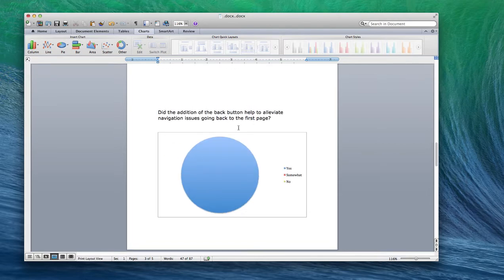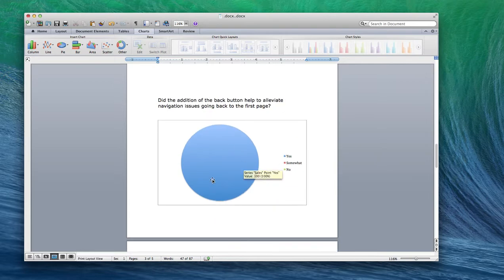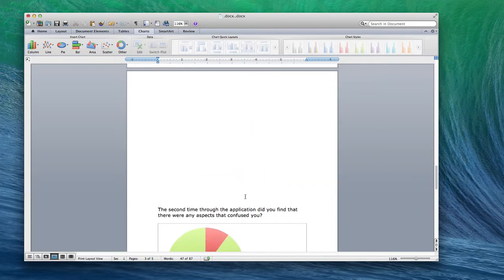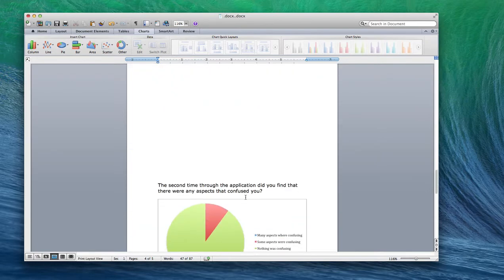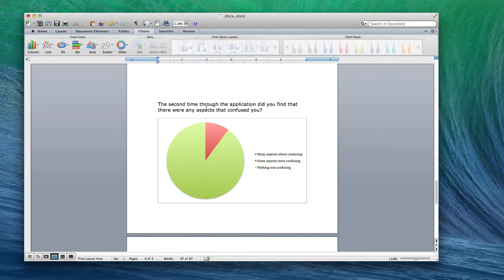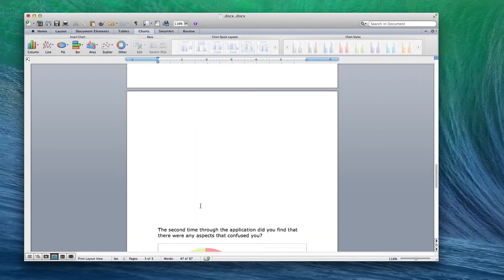Anyways, the next question: did the addition of the back button help to alleviate navigation issues going back to the first page? 100% of the people said it did. That was a big change. Very simple change, but it's amazing how the simple changes help. And then the last one was, the second time through the application, did you find that there were any aspects that confused you? This is great feedback, because 90% of the people said that no, there was nothing that really confused them. And only 10%, one person, said that there was something that confused them.